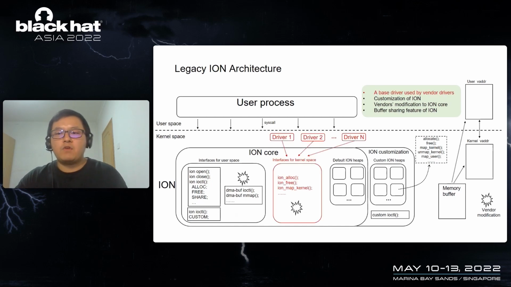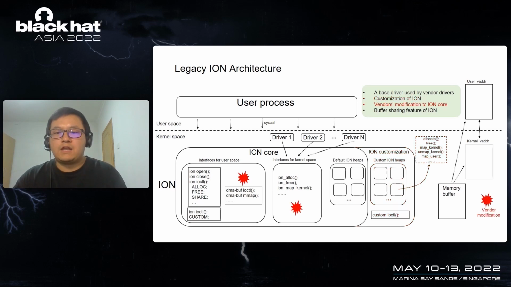The first characteristic of ion is that ion is a base driver used by vendor drivers. There are many ion interfaces for kernel space, such as ion alloc, ion free, ion map kernel, and so on. These interfaces can be used by vendor drivers to finish their work. The second characteristic of ion is the customization of ion. Ion provides the interface for vendors to add their own custom ion heap. And also, ion provides the interface for vendors to add their custom ioctl commands to operate on memory buffers. As a result, there would be many customizations added by vendors to ion.